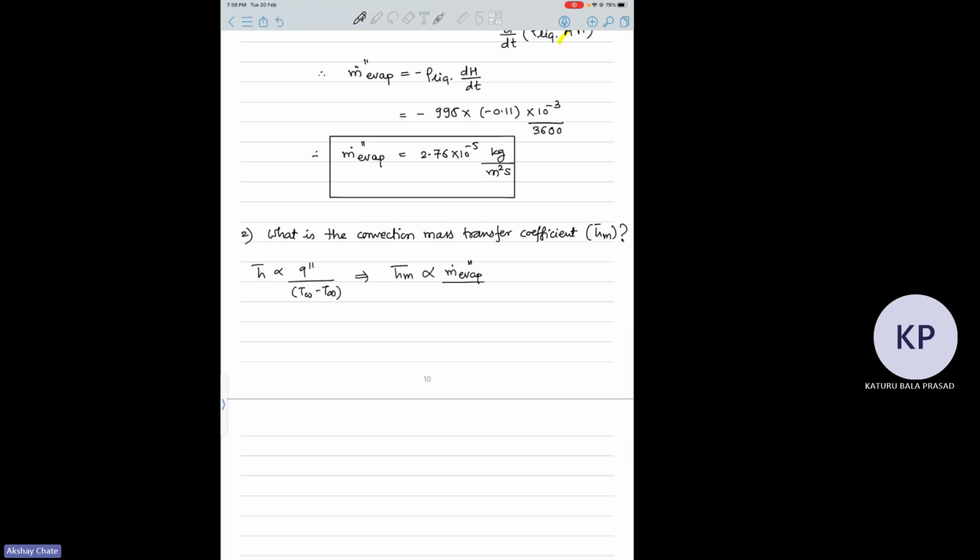and divided by the concentration gradient. Correct, no? Because as for heat transfer you have to have a temperature gradient, for mass transfer you must have a concentration gradient, otherwise you can't have mass transfer. Yeah, so like that. Now typically this is concentration difference, I should not say gradient, it's different.